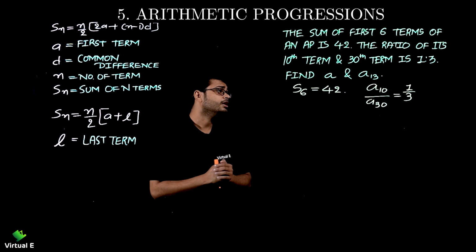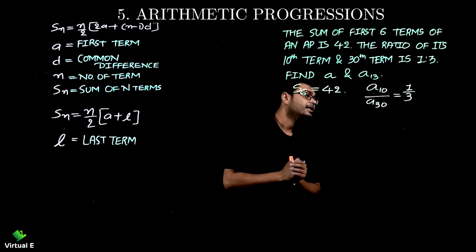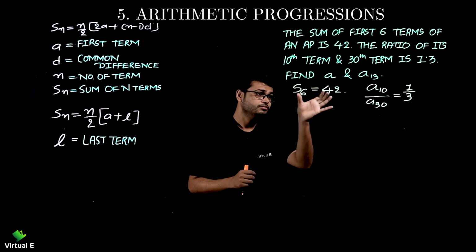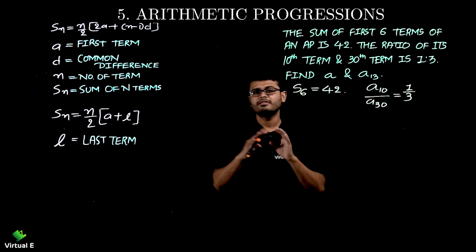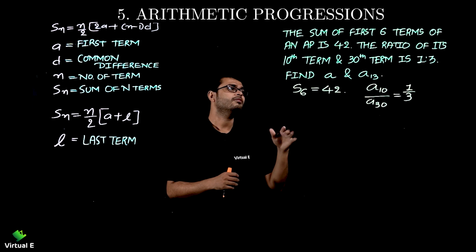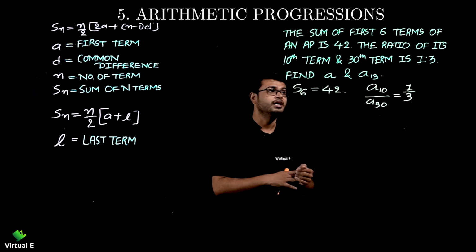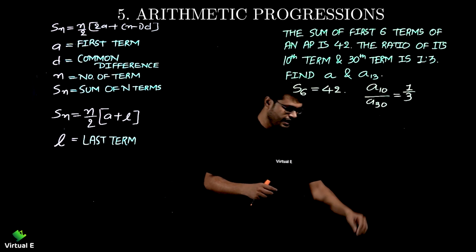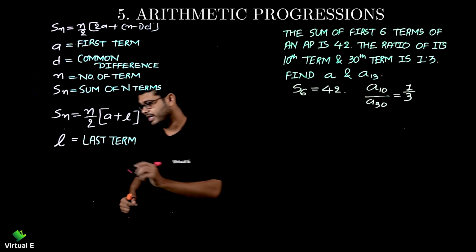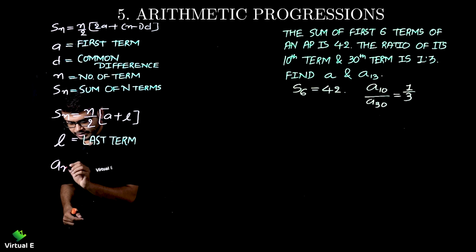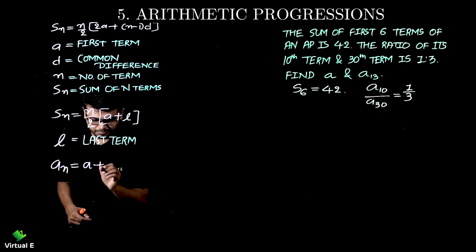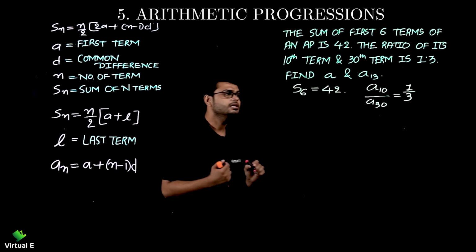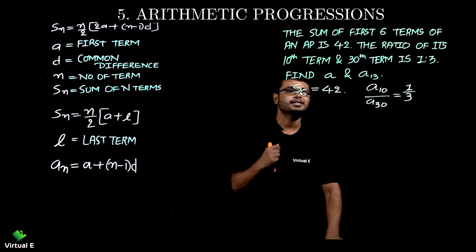Okay, so there are two conditions given. So you can guess what we are going to get. We will get some equation from this one and from this one. We will solve it and we'll get the value of A and value of D as well. If we have value of A and D, we can use the formula of AN. So let me just write one time the formula of AN. AN is equal to A plus (N minus 1) into D. Simple. We remember it now, at least now.